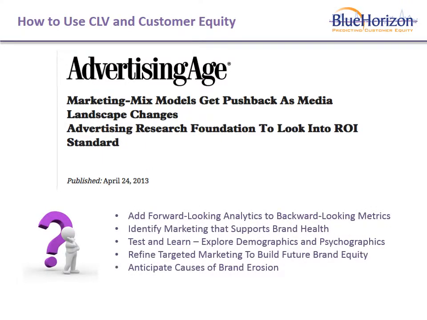In summary, consumer packaged goods marketers have long wanted a way to predict the future of their brands. Blue Horizon can provide a relevant, objective, and transparent measurement of the long-term effects of marketing on brand health by predicting customer lifetime value and future customer equity of a brand. Adding a forward-looking dimension to other well-known marketing analytics seems smart.